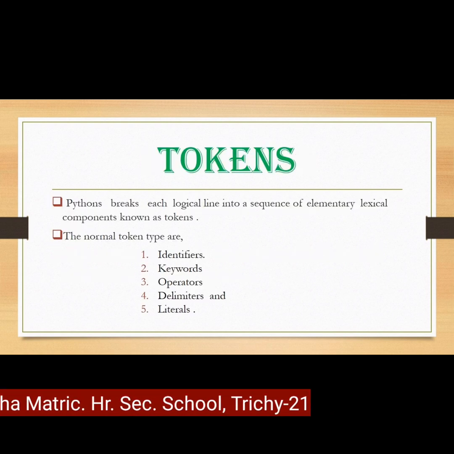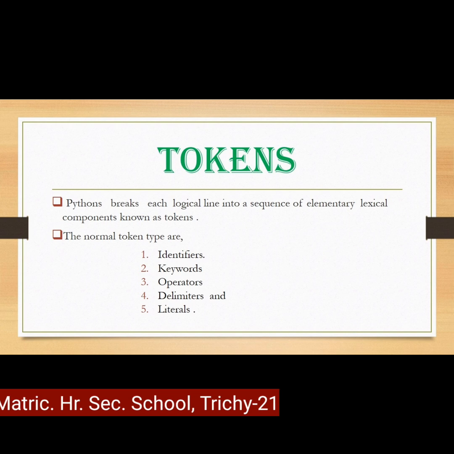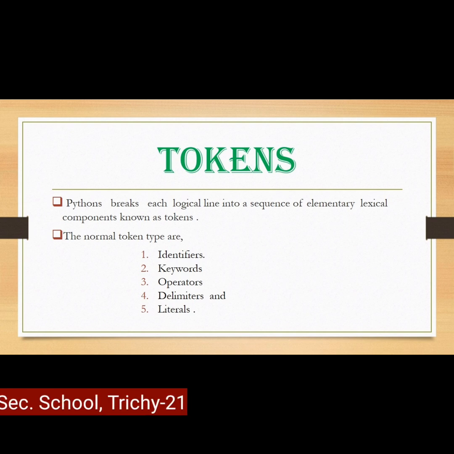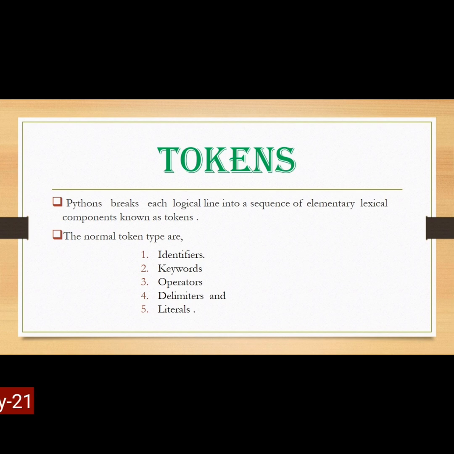The next one is tokens. Token is the smallest individual unit in a program. Python breaks each logical line into a sequence of elementary lexical components called tokens. The normal token types are identifiers, keywords, operators, delimiters and literals.